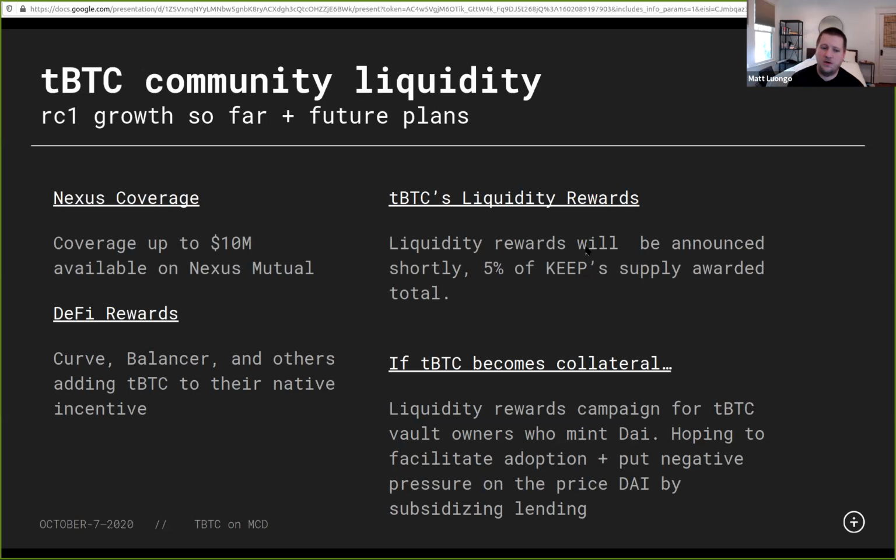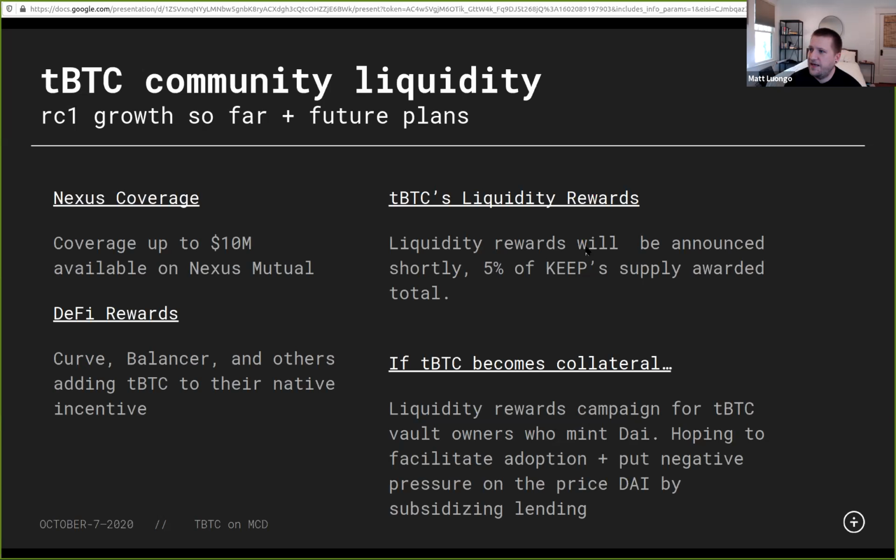But instead, folks who are, for example, putting their tBTC on pools like Curve. And what I'm really the most excited about is putting their tBTC into vaults and minting DAI. I think probably the biggest new thing, other than us having launched and obviously these security measures that we've taken for this call, is that we are actively working on a custom CDP manager that will allow basically direct incentives for anyone who holds a tBTC vault and mints DAI from it.